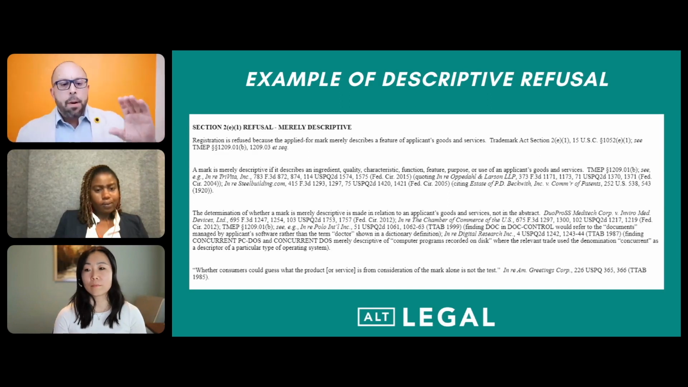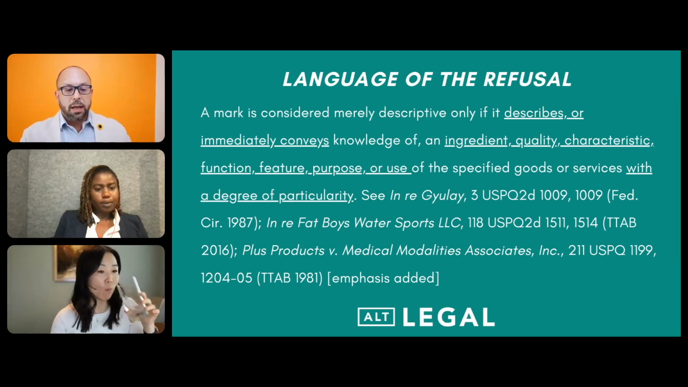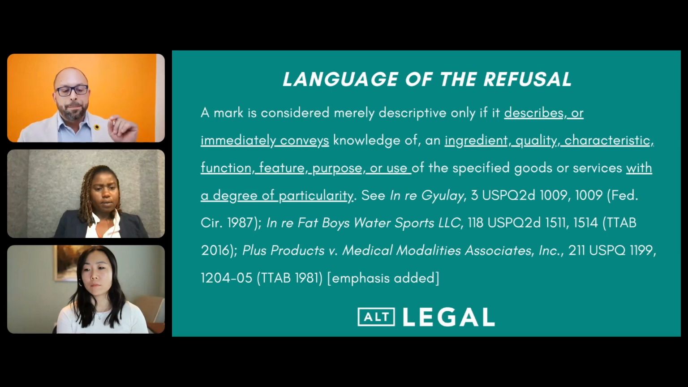But back to the refusal here, what I'm looking for when I get a descriptiveness refusal is to try to hone in on the few key sentences that are not template language, where the examiner is really doing an analysis of why they think the mark here is descriptive for the goods or services at issue, and on any evidence that's cited by the examiner, to start thinking about what the strategies might be for responding. But before we even talk about responding, here's more seminal language about descriptiveness refusal. It can be descriptive of just any ingredient, quality, characteristic, function, feature, purpose, or use of the goods and services. But other important language there is "with a degree of particularity."